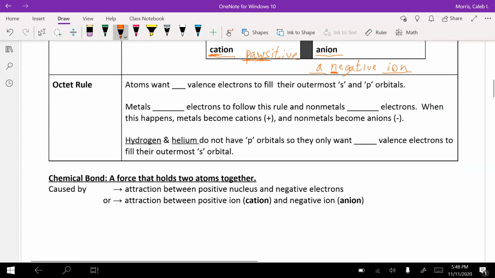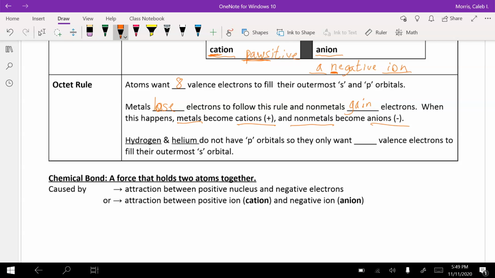All right, the octet rule is that atoms want 8 valence electrons, usually, almost always. They want 8 valence electrons to fill their outermost s and p orbitals, the outermost layer. Metals will lose, give, donate electrons to follow this rule, and nonmetals will gain electrons to follow this rule. That's because nonmetals have more valence electrons and metals have fewer valence electrons. When this happens, metals become cations and nonmetals become anions.